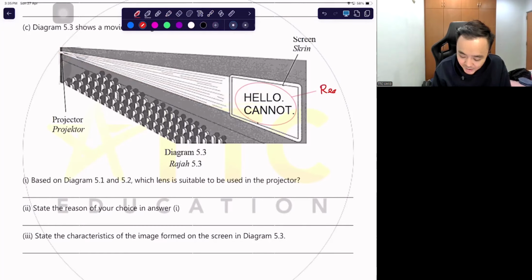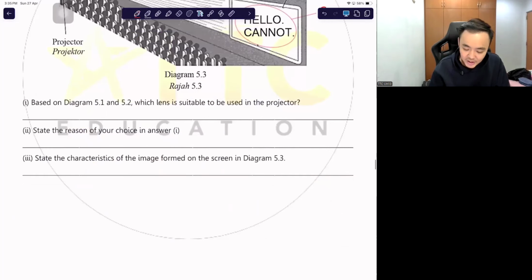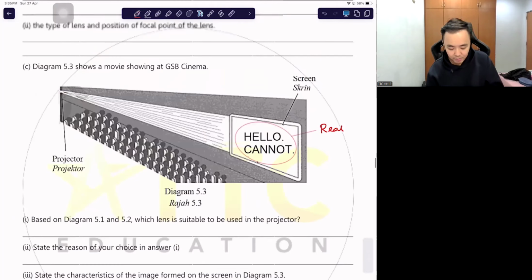Okay, then what kind of lens do we use for this projector? Do we do convex or concave? The only lens that produces real image is convex. Concave cannot produce real image, right? That's why you see, if you could remember the characteristics, things become simple. Okay, so which lens is suitable to be used in projector? Answer very simple. This one here, convex lens.